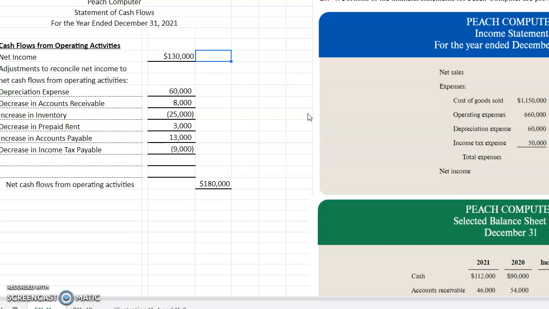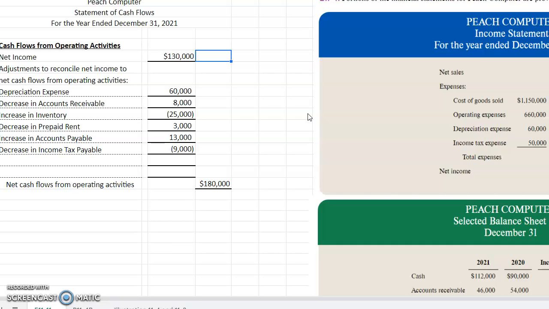Okay, the first thing we're always going to do is add back the non-cash expenses that were deducted in the income statement. Most obvious one is depreciation expense. That is not a cash expense. Now, you may also have amortization expense if you have amortization of a patent or something. Okay, but that's the first thing you're going to do, add back the non-cash expense.